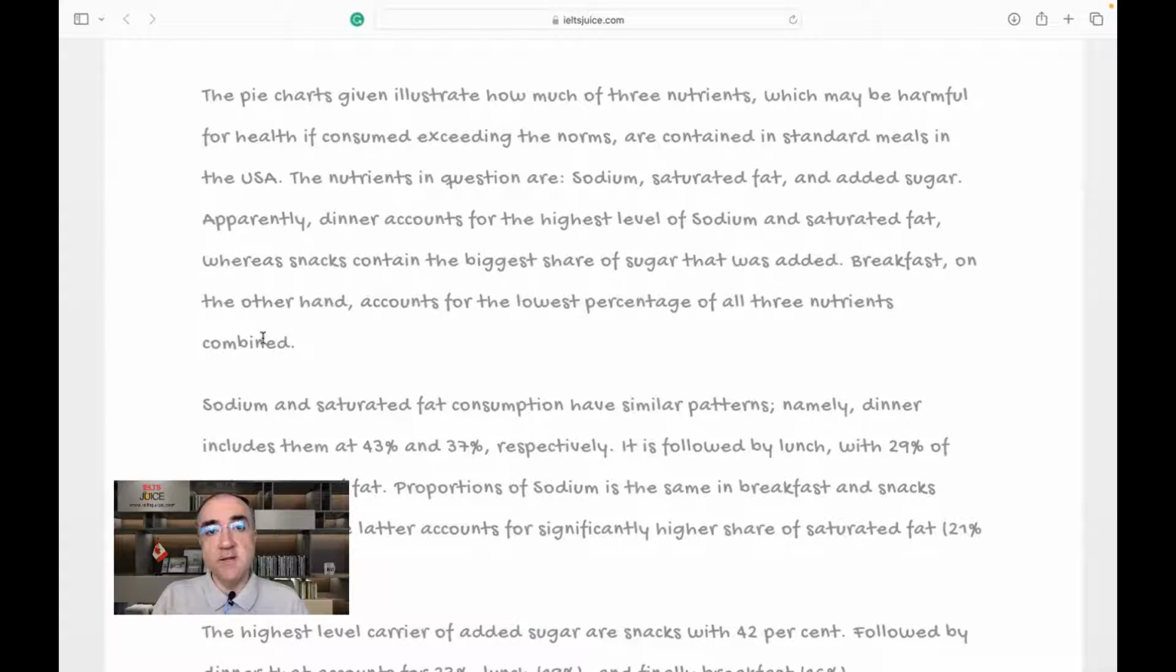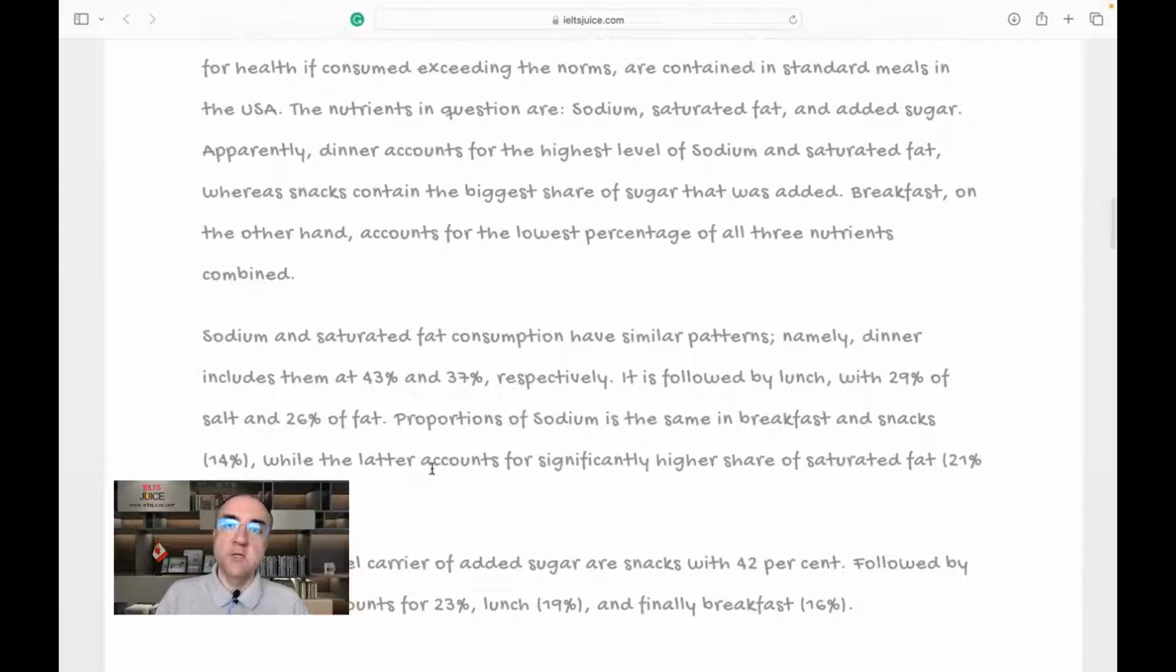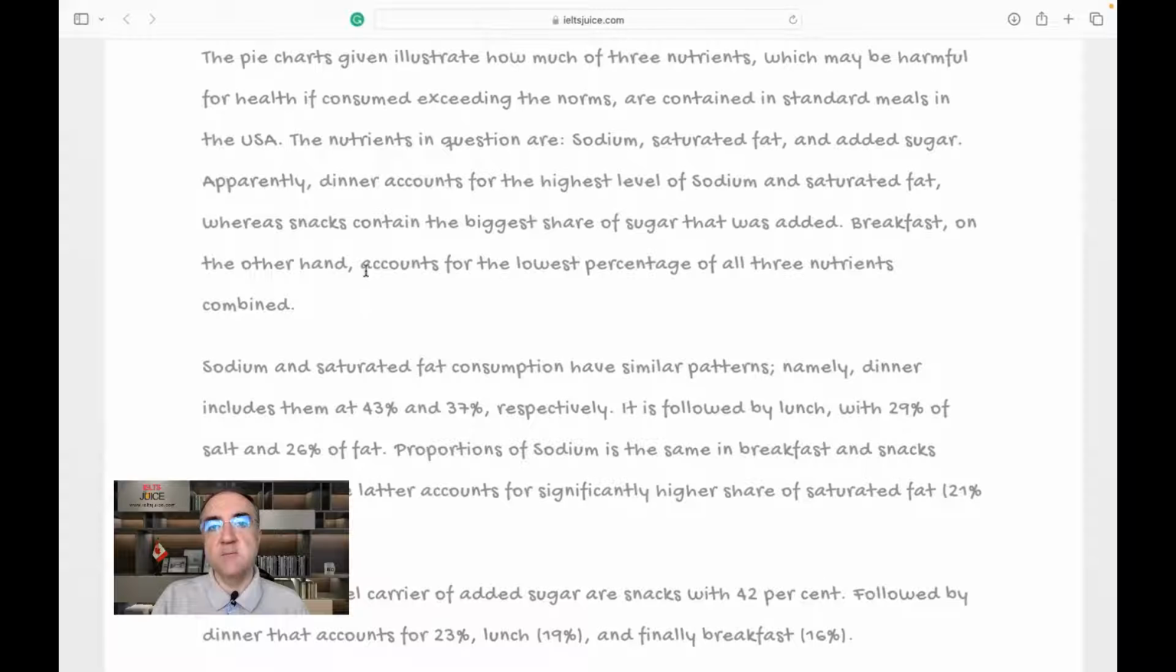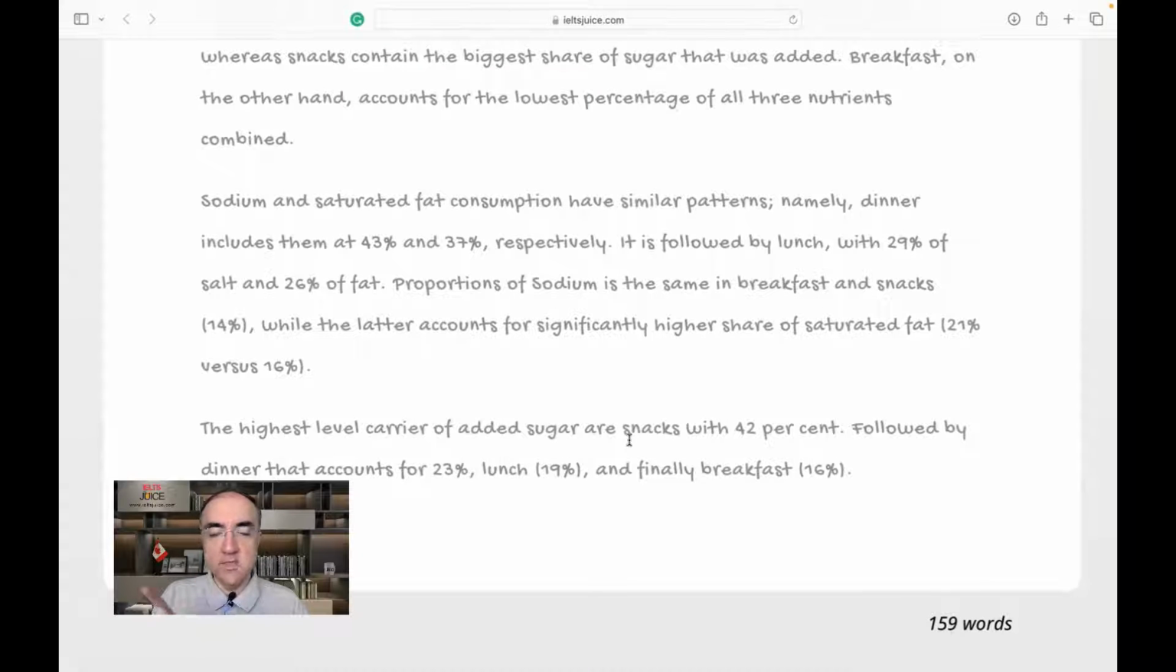Breakfast, on the other hand, accounts for the lowest percentage of all three nutrients combined. I like that. Very good. Very well written. That's a very good introduction. I now have a complete idea that breakfast has the lowest percentage, while sodium and saturated fat, for instance, contain the biggest share of sugar. I know which ones have the significant elements with them. Now we start the details, all the details there.